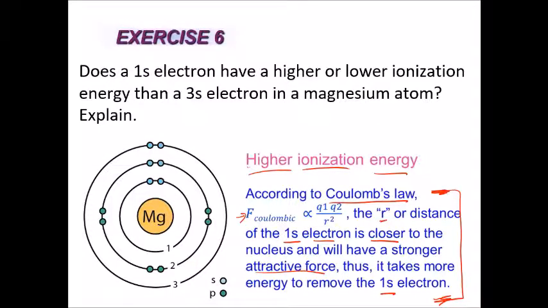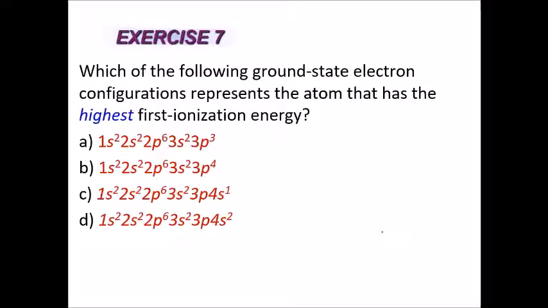Another question, let's take a look. This is a fun one. Which of the following ground state electron configurations represents the atom with the highest first ionization energy? This is a multiple choice question though, and you don't have to explain it. You just have to figure it out. Any ideas of what I should do here? Electron configurations. The first ionization energy is the energy needed to remove the first electron. What should I do with these configurations first? How am I going to compare them?